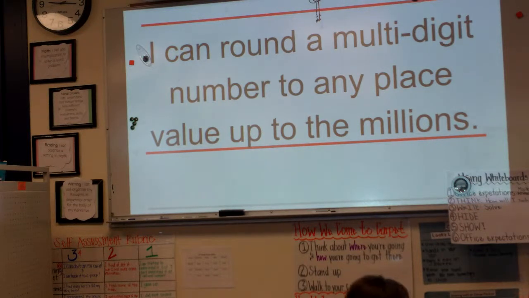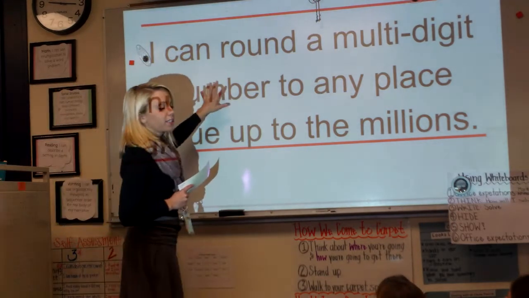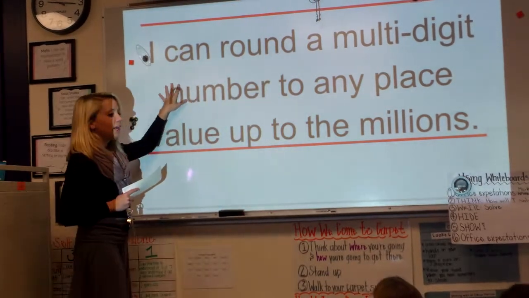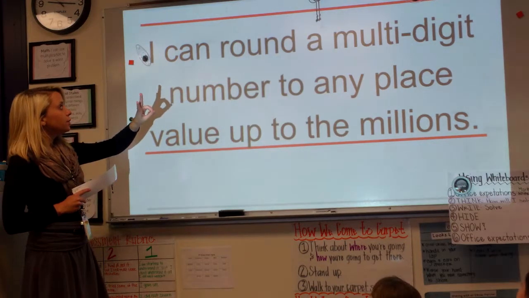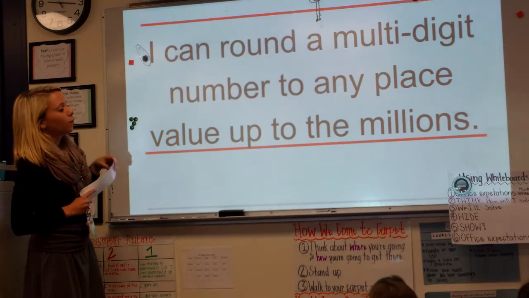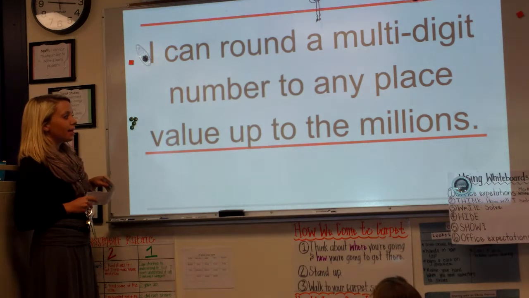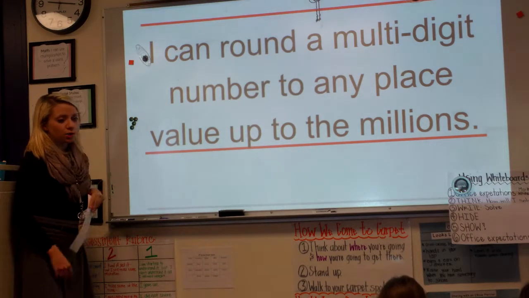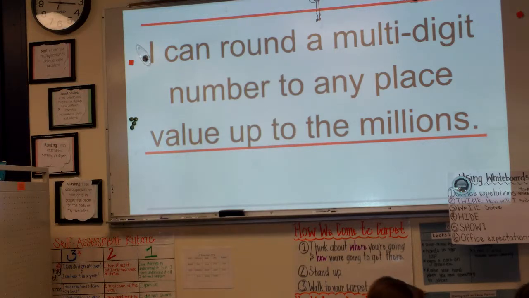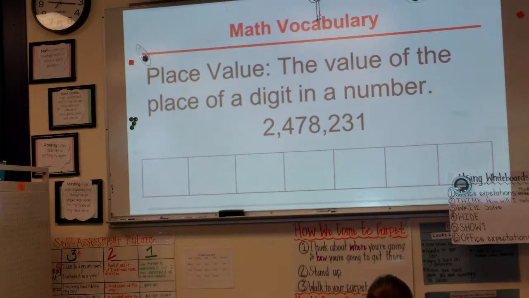All right, fourth grade, so in order to get an idea of where we're going today, we're going to read our learning target together on the count of 3. So 1, 2, 3. I can round a multi-digit number to any place value up to the millions. So keeping that learning target in mind as we're working today.